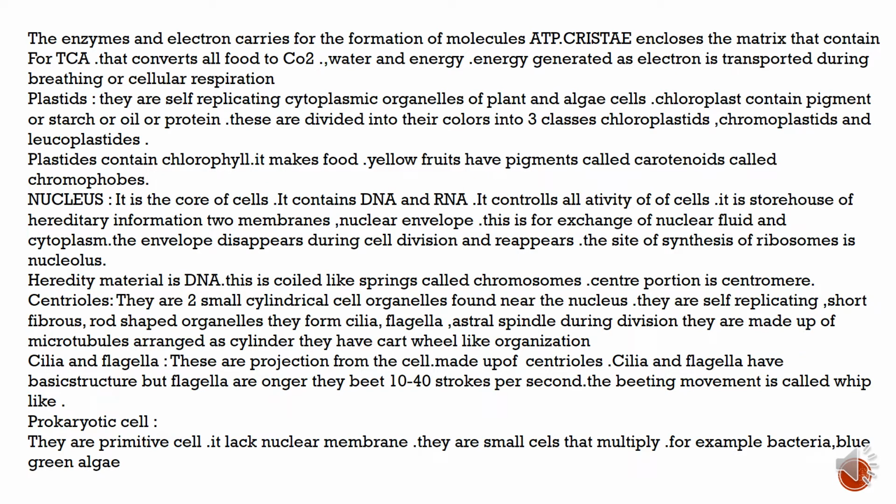Hereditary material is DNA. This is coiled like springs called chromosomes. The center portion is the centromere. What are centrioles? They are two small cylindrical cell organelles found near the nucleus. They are self-replicating, short fibrous rod-shaped organelles. They form cilia, flagella, and the astral spindle during division. They are made up of microtubules arranged as a cylinder. They have a cartwheel-like organization.